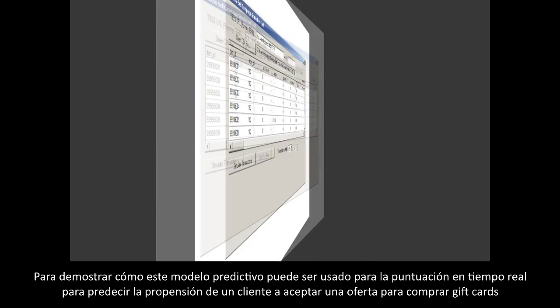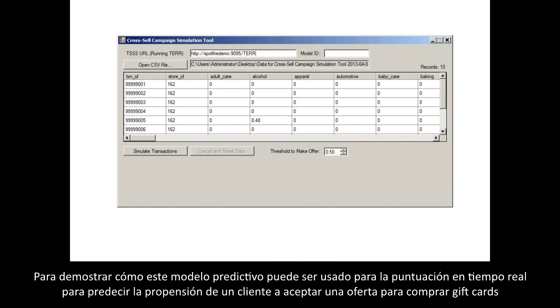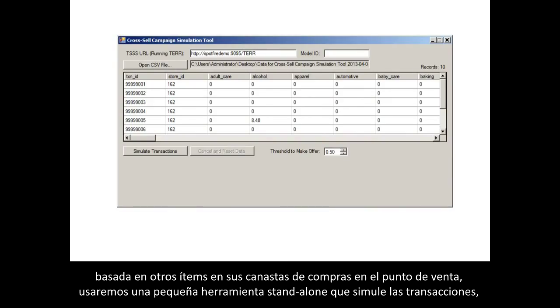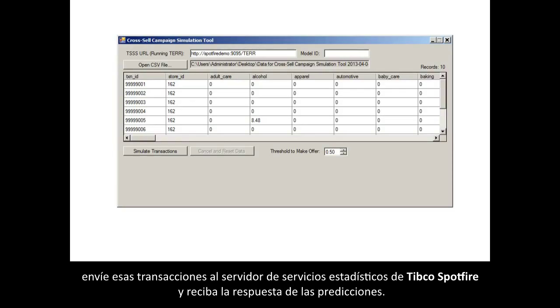To demonstrate how this predictive model can be used for real-time scoring to predict propensity of a customer to accept an offer to purchase a gift card based on the other items in that customer's basket at the point of sale, we will use a small standalone tool that simulates transactions, sends those transactions to the model on Tibco Spotfire Statistics Services, and then receives predictions back.